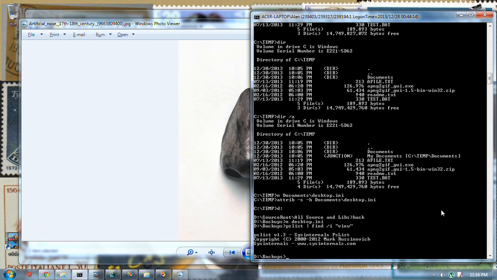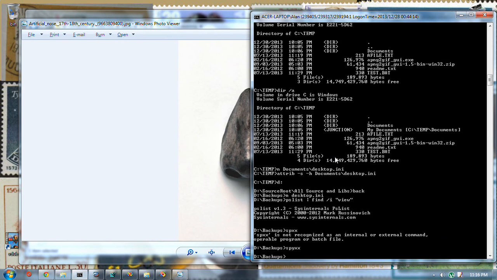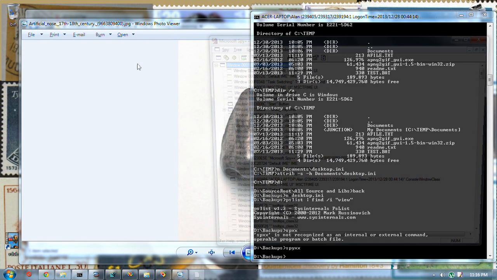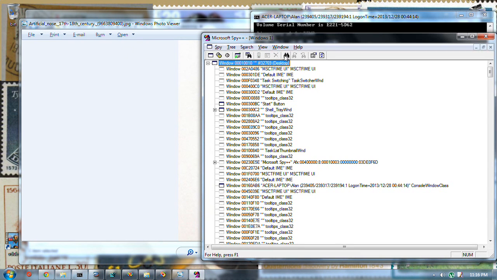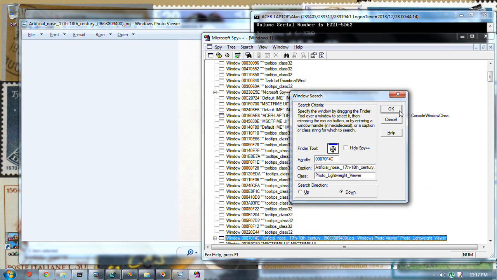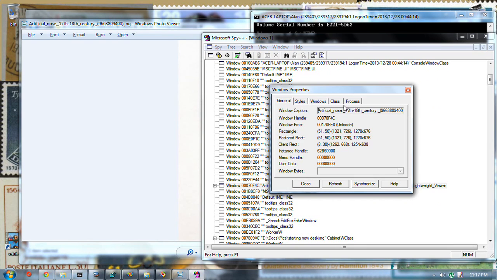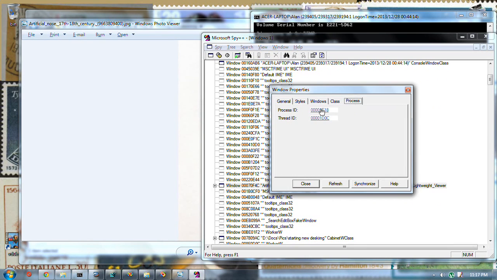I know that SpyXX will tell you the process, right, for a given window. So I do that. Okay, I'm going to get the window, no problem. Properties, process. 1E18. Now what could that possibly be? And it won't do anything, right?